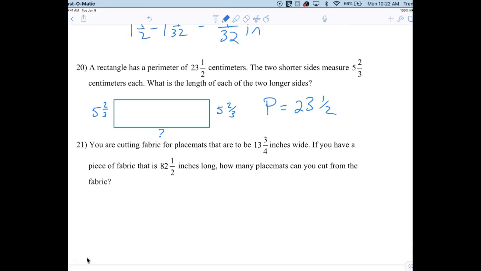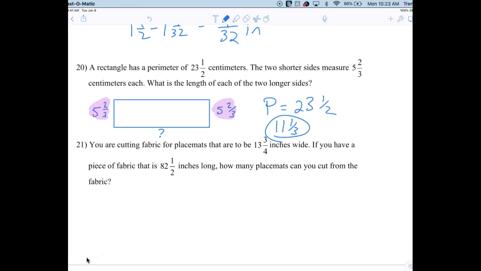Okay, so what I did is you start with your first number, perimeter. That's the perimeter, not the area, definitely not the area. Alright, so what I did is I multiplied 5 and 2/3 times 2, because there are two 5 and 2/3. Brilliant. And tell me what that was. That was 11 and 1/3. So 11 and 1/3. Now what?